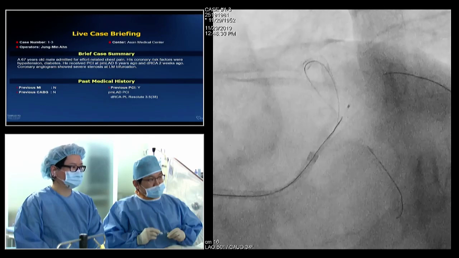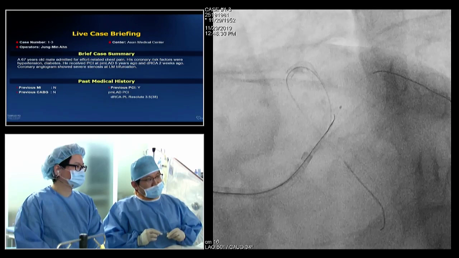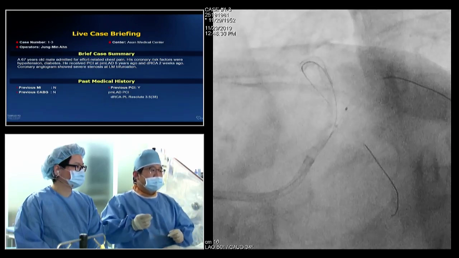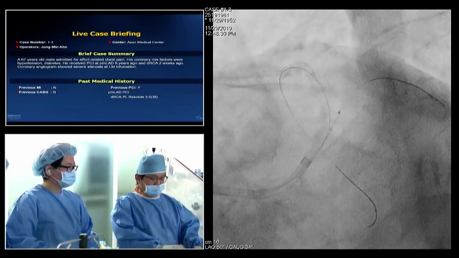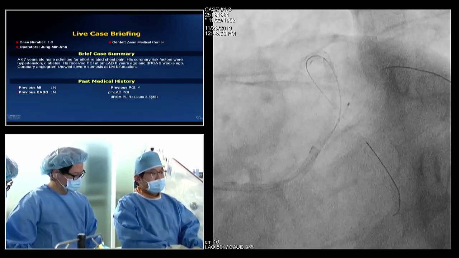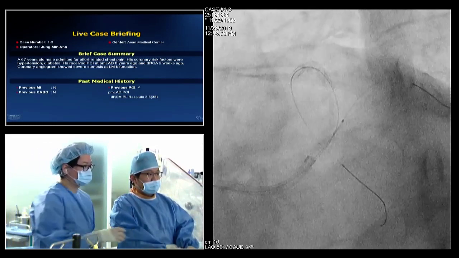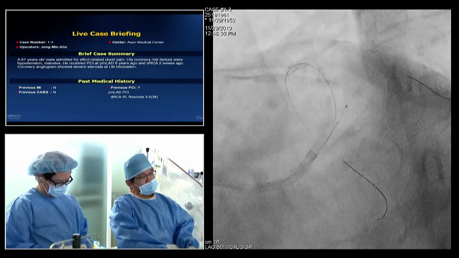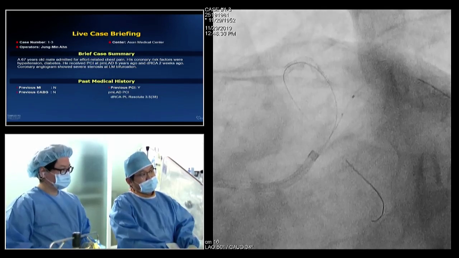You must deliver the side guide wire more distally to the OM intermediate branch and pull back, with more curve needed to select this LCX ostium. First, you put the side branch wire distal to the OM, make more angle, pull back, and select the side branch.